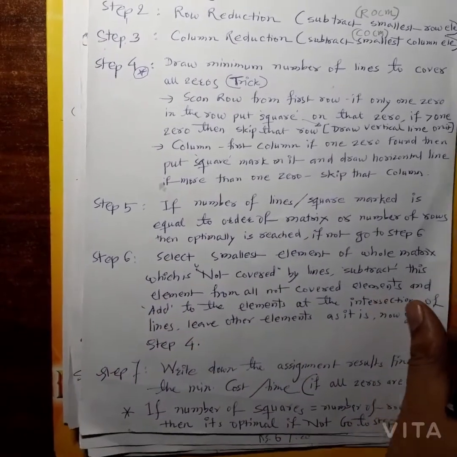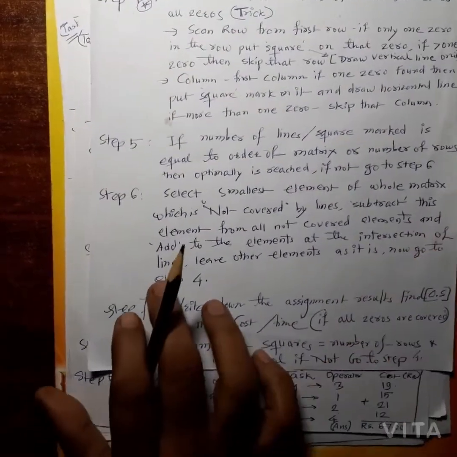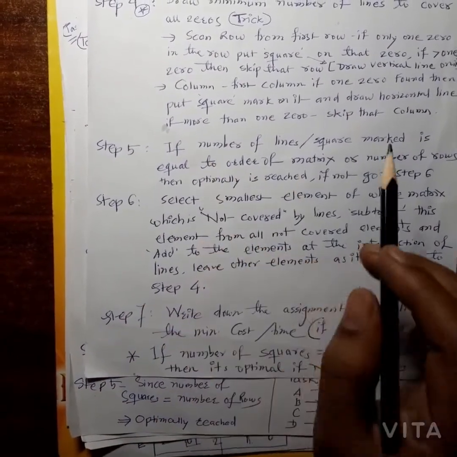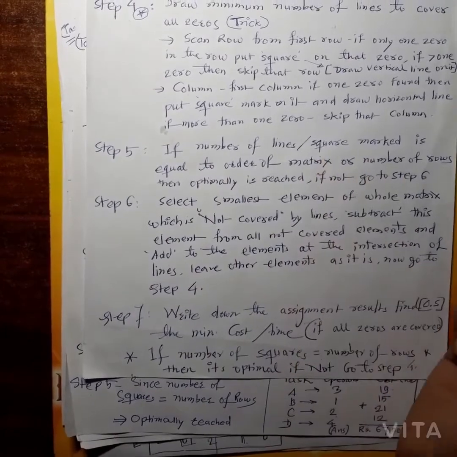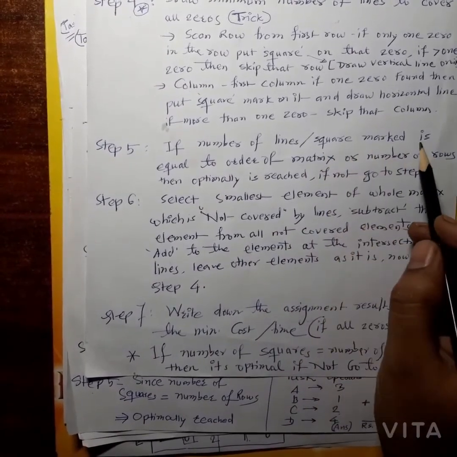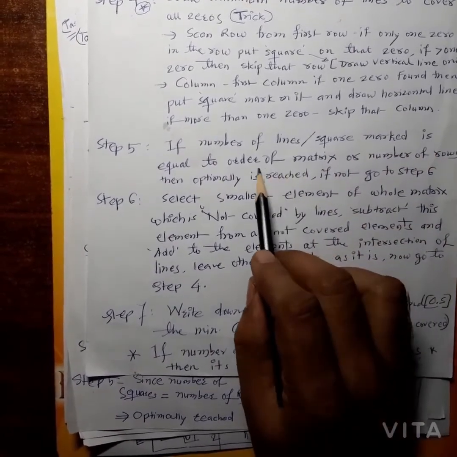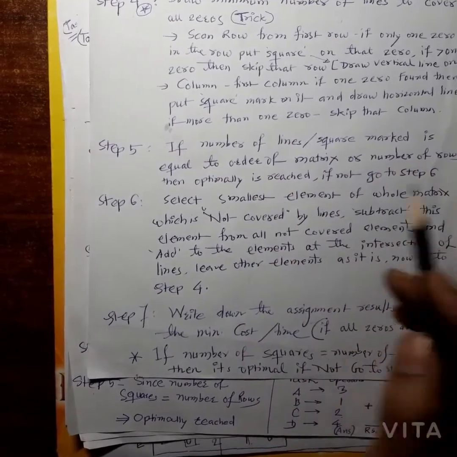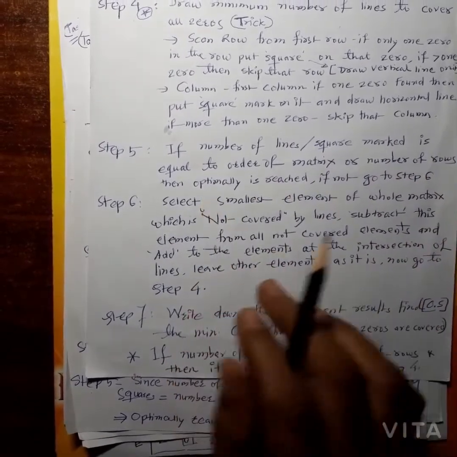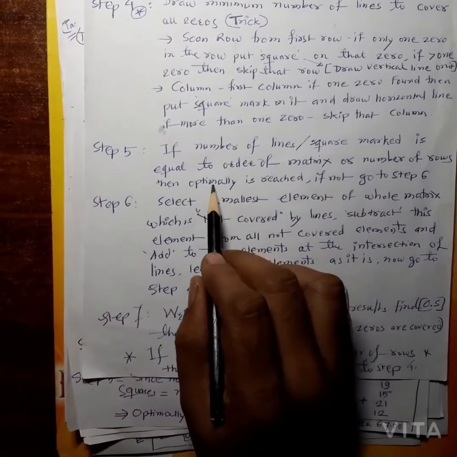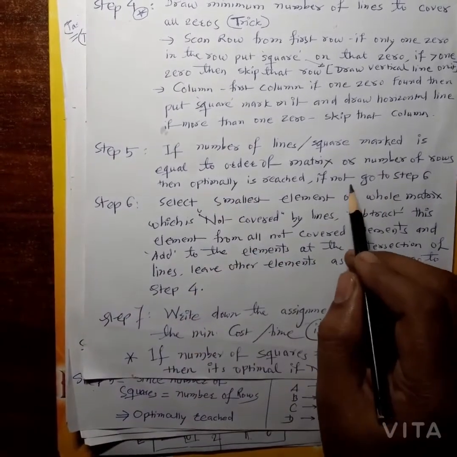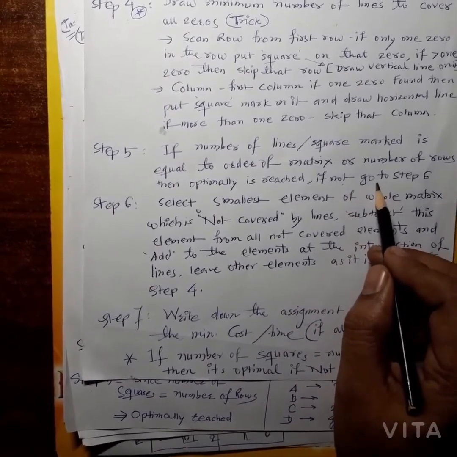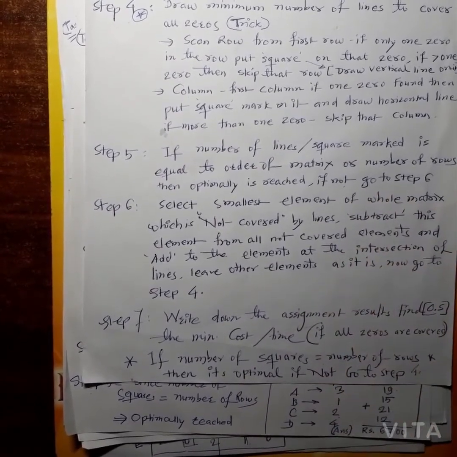Now in step number 5, you have to check whether the number of lines or squares marked is equal to the order of matrix or the number of rows. Then we can say that yes, optimality is reached. If not, then you go to step number 6.